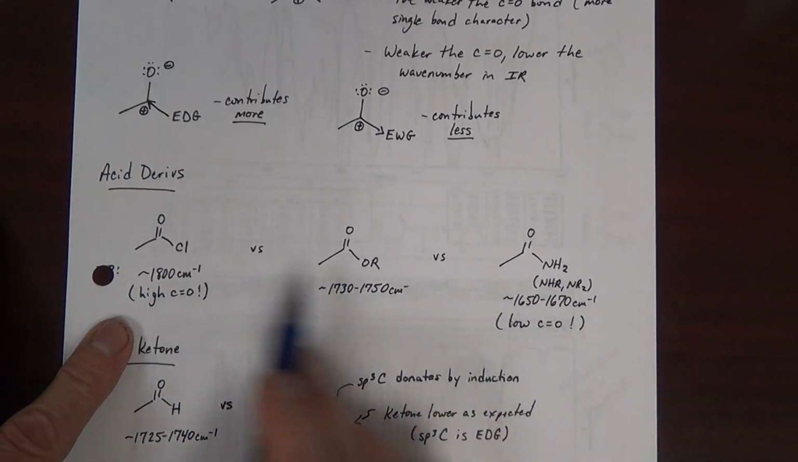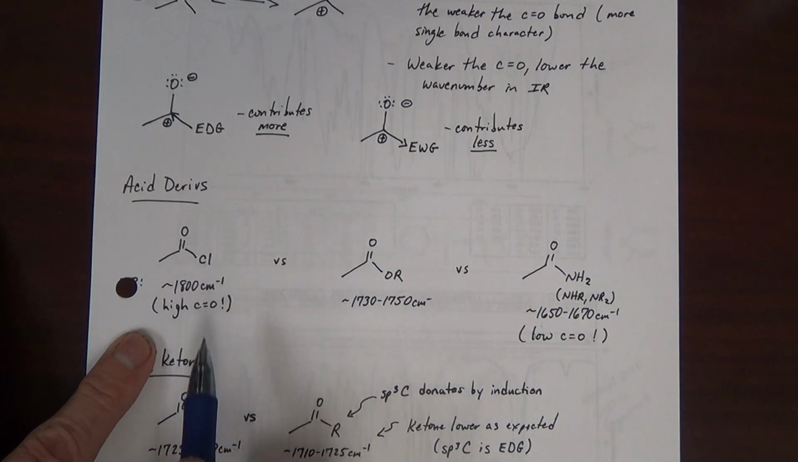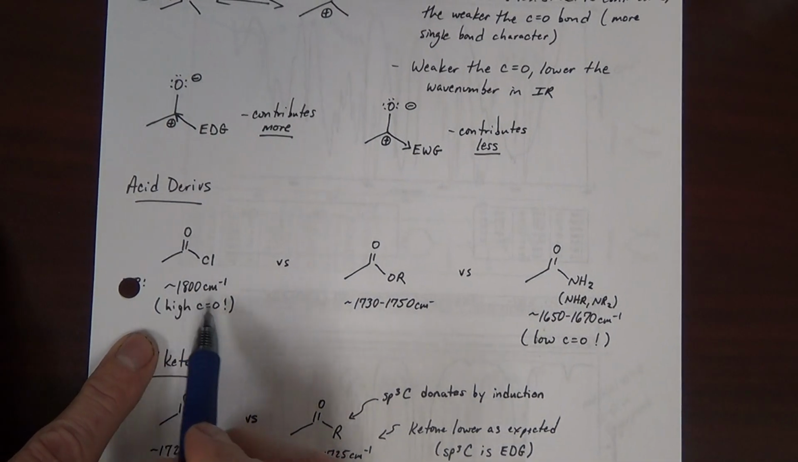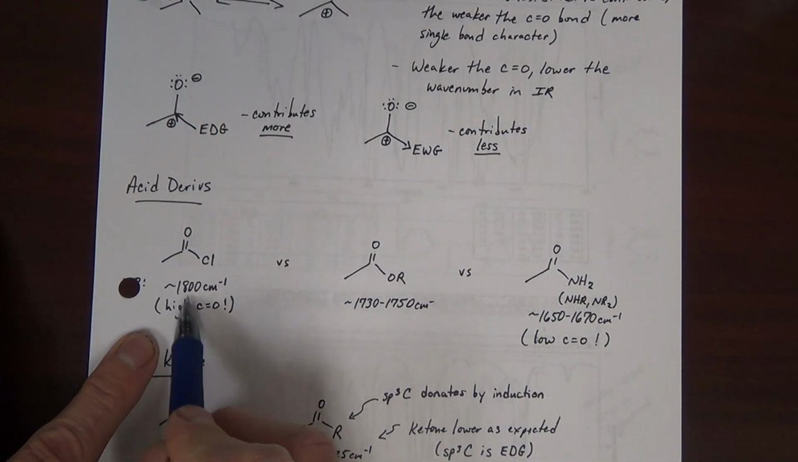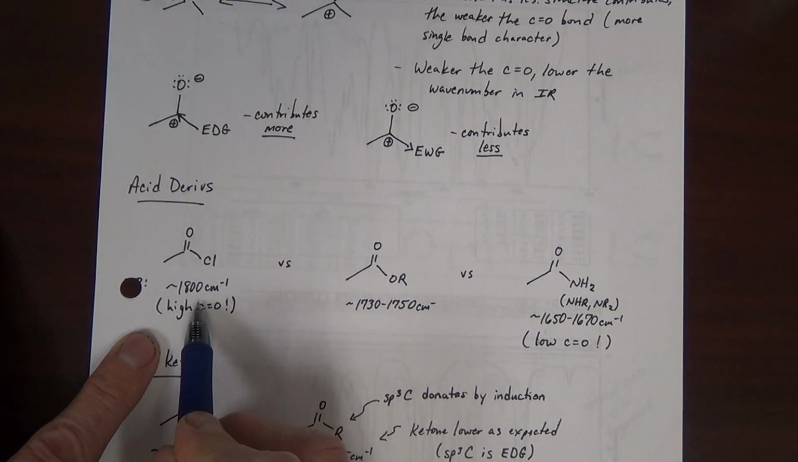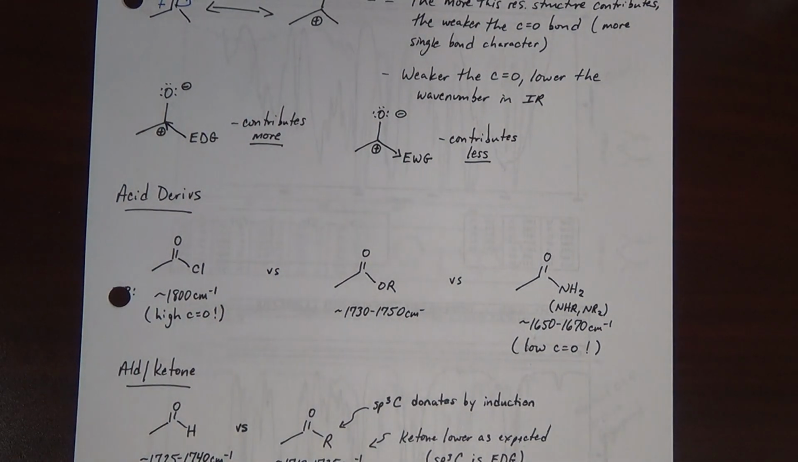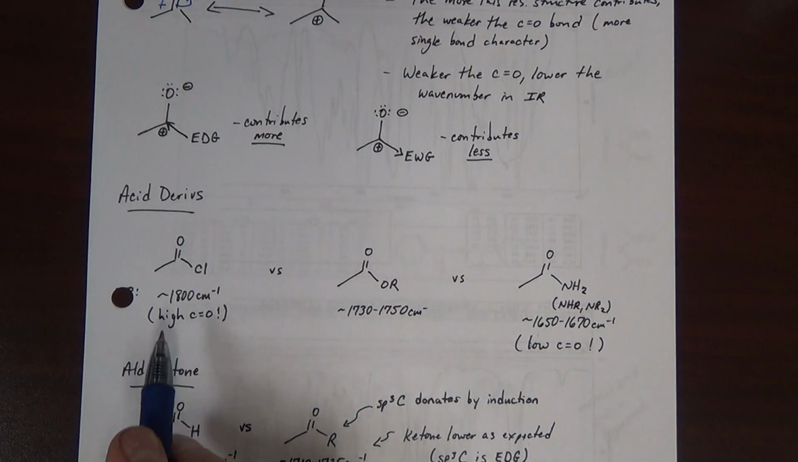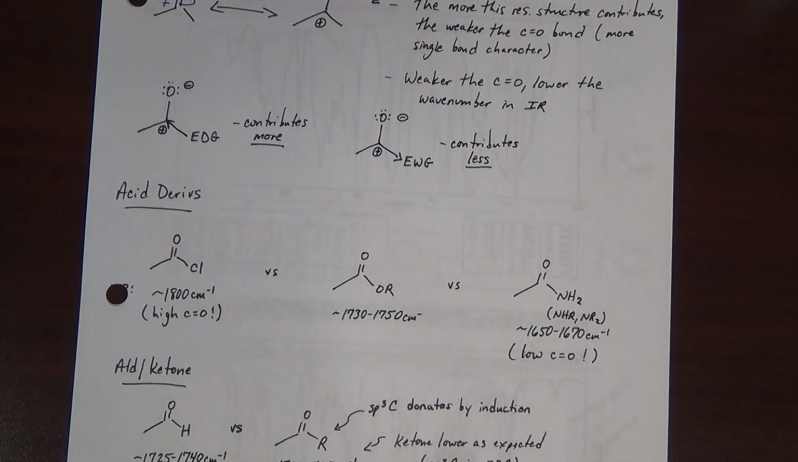So, let's look at some acid derivatives here. Acid chloride. It turns out acid chlorides have a very high carbonyl position in the IR, approximately 1800. If you remember a typical carbonyl region, I would typically say about 1650 to 1750 maybe. 1650, 1740, something like that. 1800 is a high carbonyl.